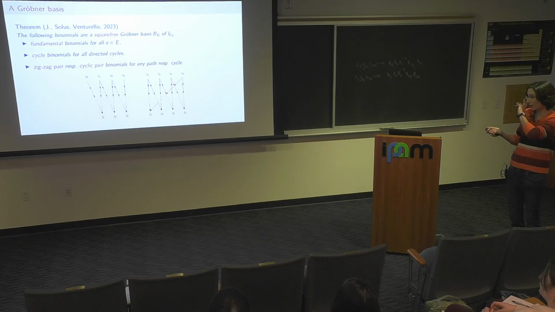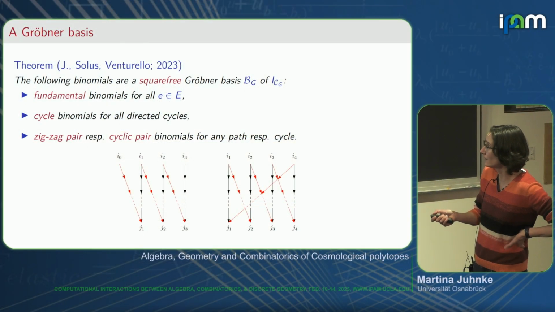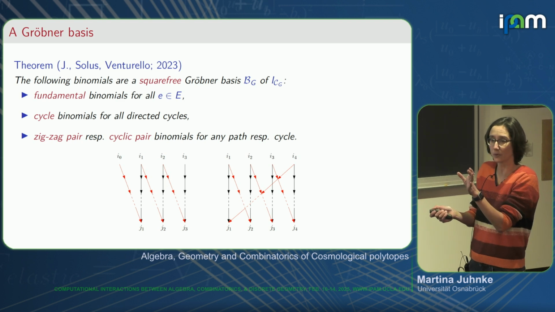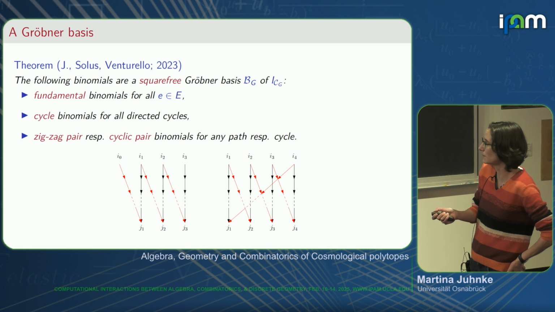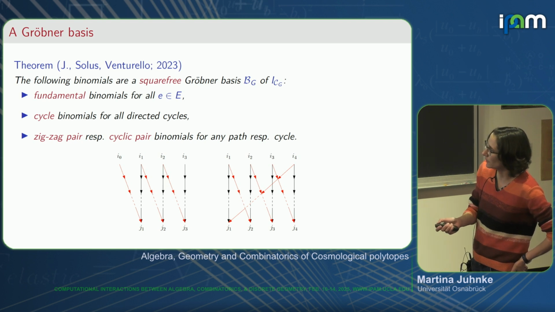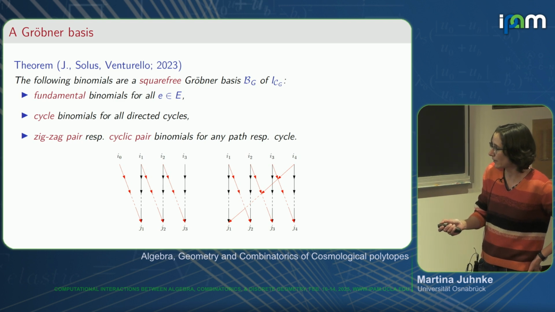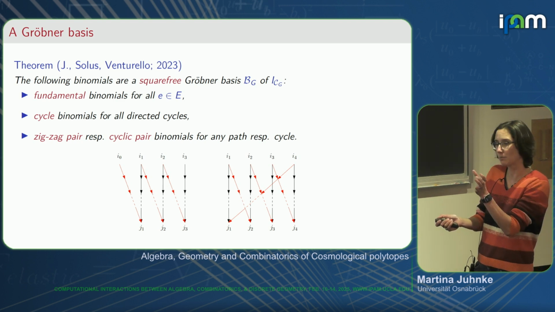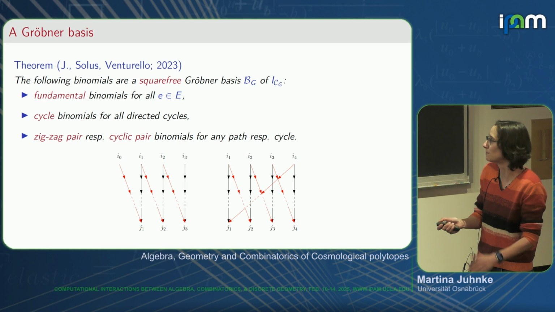So I only want to roughly describe how the Gröbner basis looks. What we show is that there's a square-free Gröbner basis. So the leading terms are square-free, as we've also seen for these binomials on the slide before. So which type of binomials do I have? I have the binomials which we've seen in the example before, which I'll have for every edge. And we call them fundamental binomials. So these have to appear.